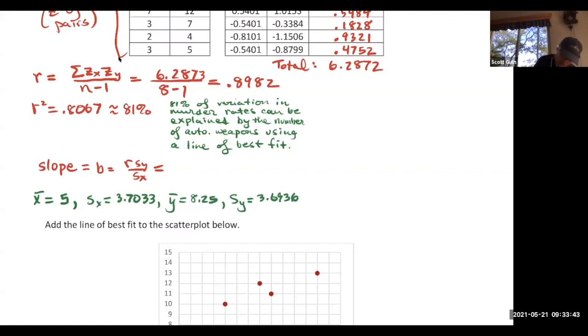Okay, so where are we here? Don't use R squared here, it's R. So 0.8982 times the standard deviation of y, 3.6936, over the standard deviation of x, which was 3.7033.